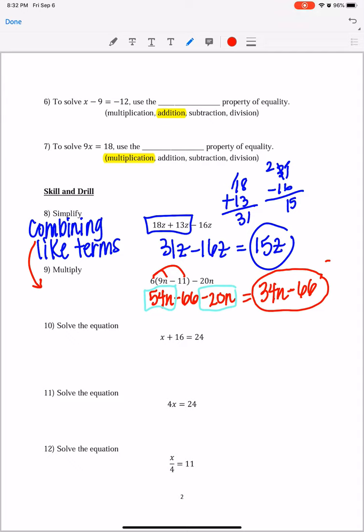Now, 10, 11, and 12, these all say to solve. Solve means you need to get the variable by itself. So, on 10, we got x plus 16 equals 24. So, what is happening to this x is we are adding 16 to it. You need to do the opposite operation.